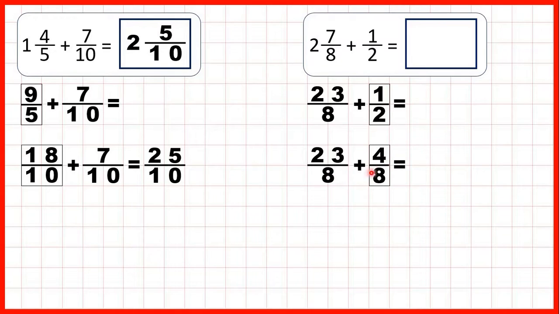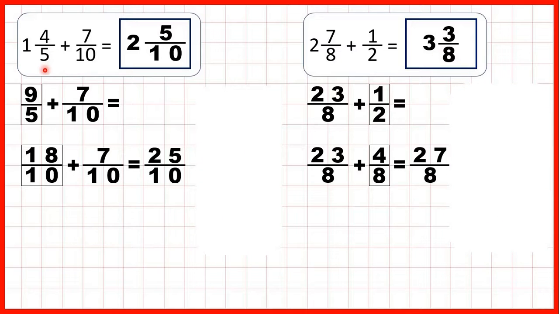Now we have a common denominator, so that stays the same in our answer, and 23 plus 4 is 27. So as an improper fraction, our answer is 27/8. If we want to turn that back into a mixed number, then we can divide 27 by 8. That's 3 remainder 3, and the denominator stays the same, so our answer is 3 and 3/8.